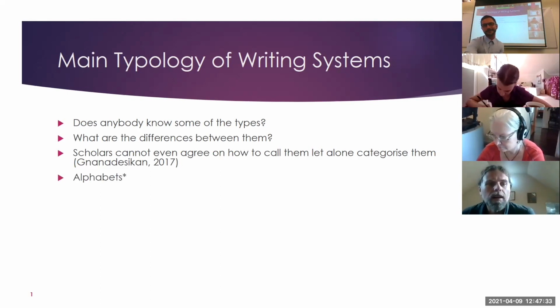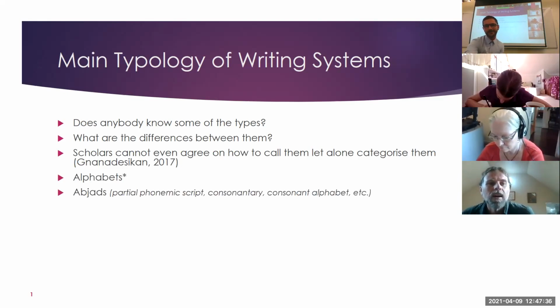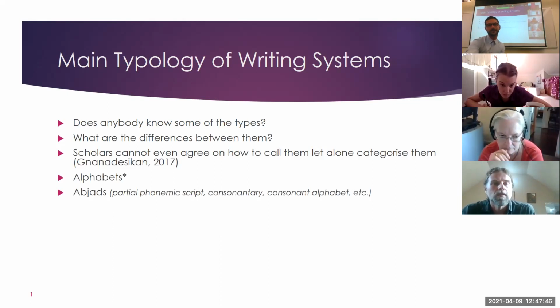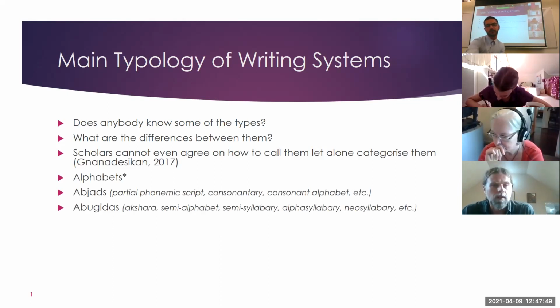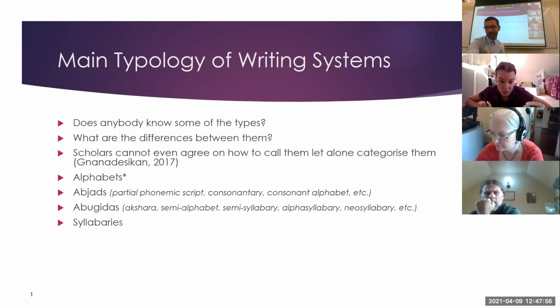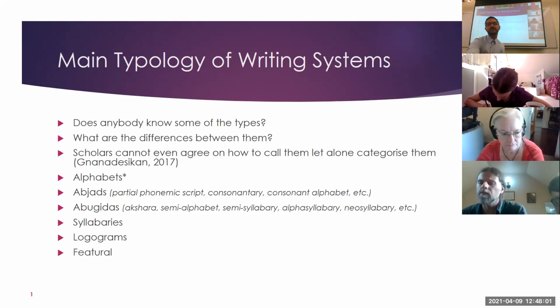So there are alphabets, abjads, and in brackets are some of the other names that people call abjads: partial phonemic script, consonantary, consonant alphabet. Then there's abugida, which some people call akshara, semi-alphabet, semi-syllabary, alpha-syllabary. And then there are syllabaries, and then logograms. And then featural, which is Korean, and actually a few others which I've found.